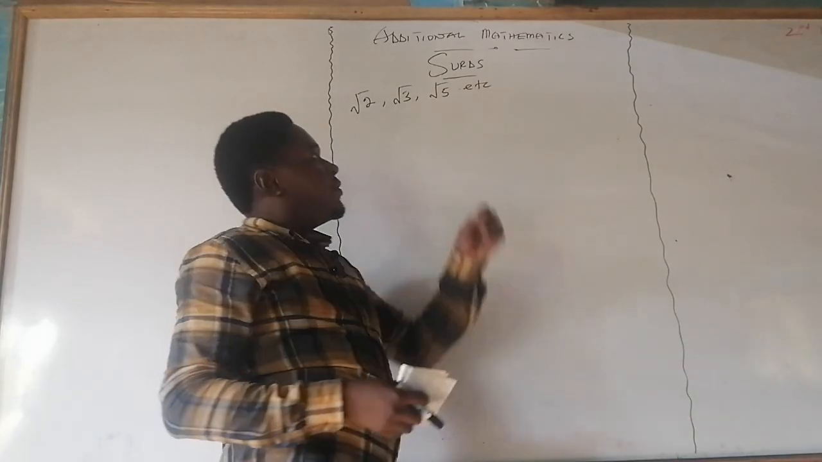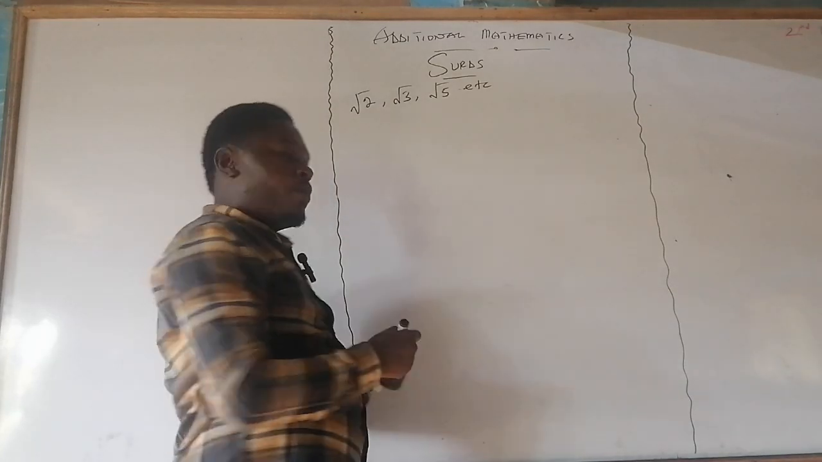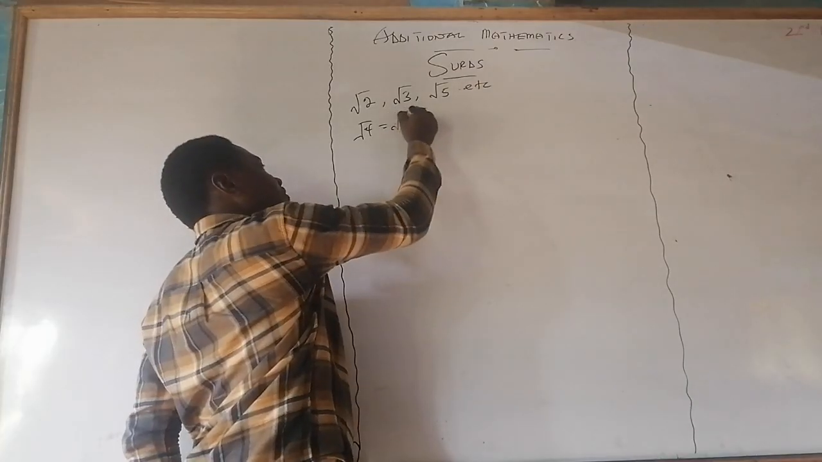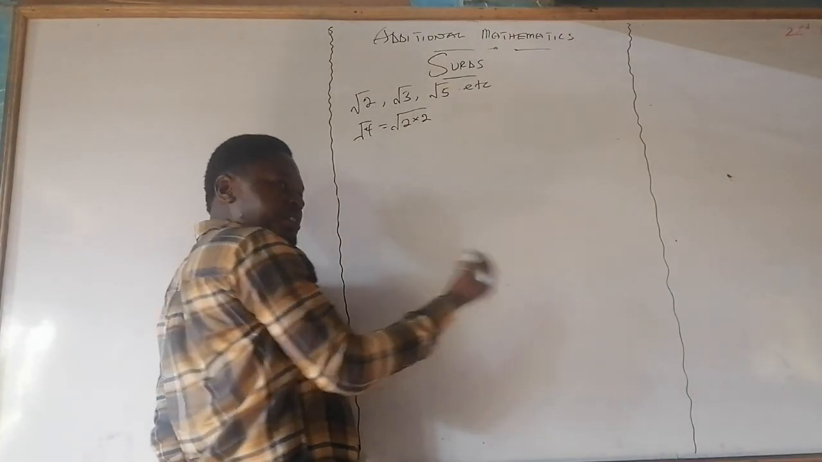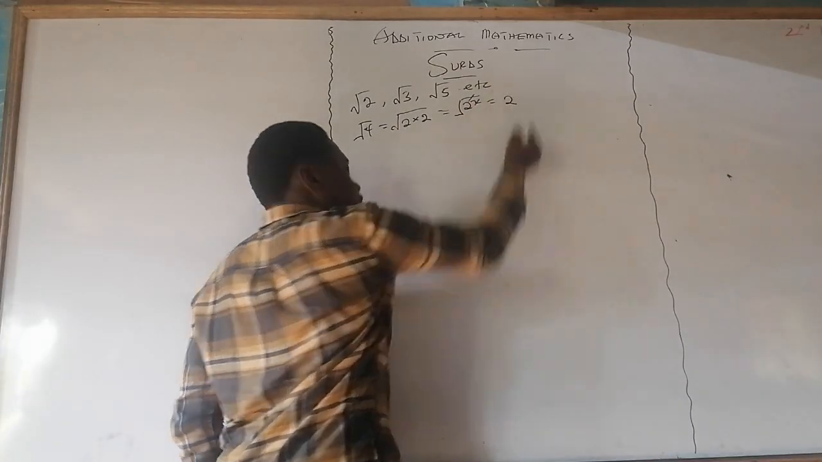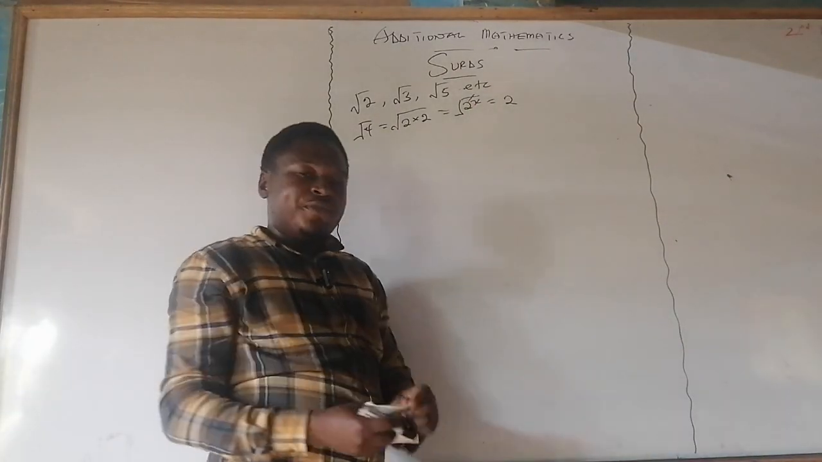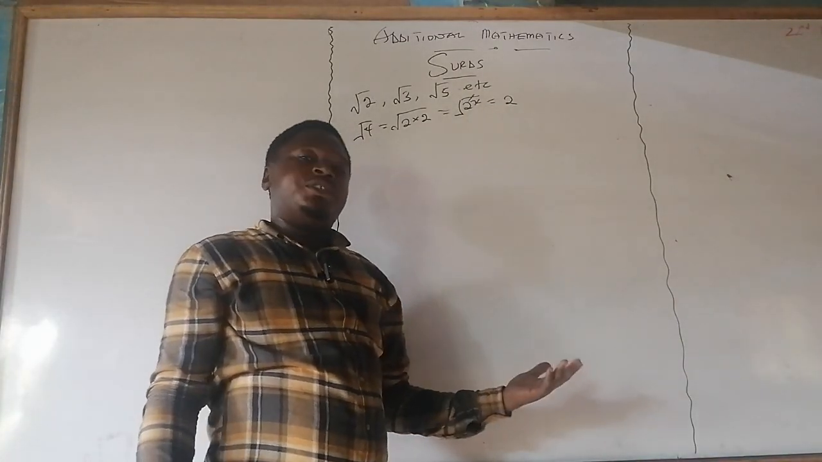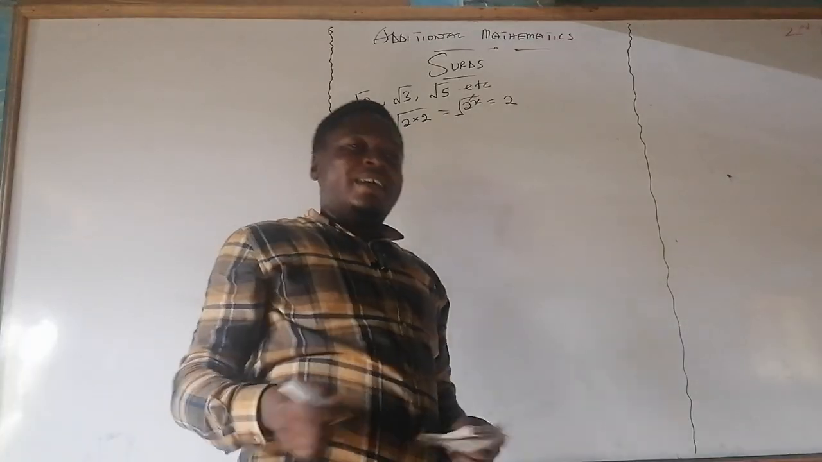One might ask, why didn't I write the square root of 4? Well, the square root of 4 here is equal to the square root of 2 times 2, which is equal to the square root of 2 squared, which is equal to 2. And so the square root of 4 can be simplified into a single natural number, and so we don't consider that as a surd.